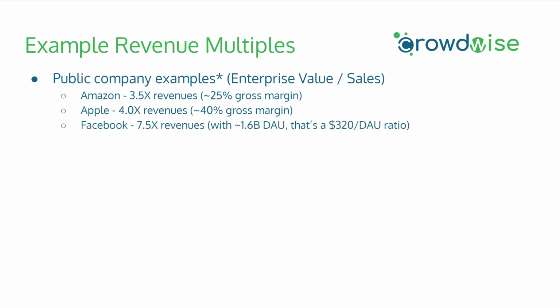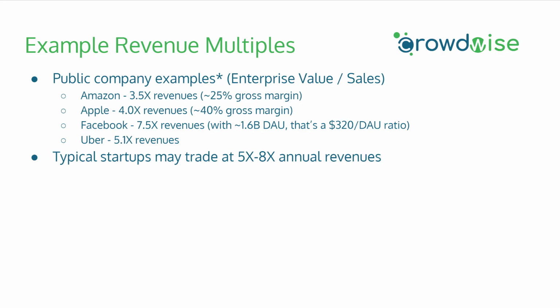Facebook is trading even higher at 7.5x current revenues. And assuming you had decided to look at a different metric, such as daily active users, Facebook had 1.6 billion daily active users in June 2019. So that would have corresponded to about a $320 per daily active user ratio. And that's what the market basically values each daily active user at. And to round out some of these public examples, Uber is currently trading at 5.1x revenues.